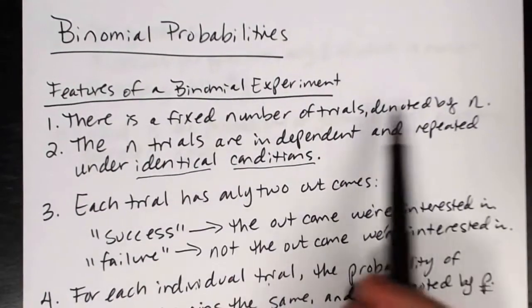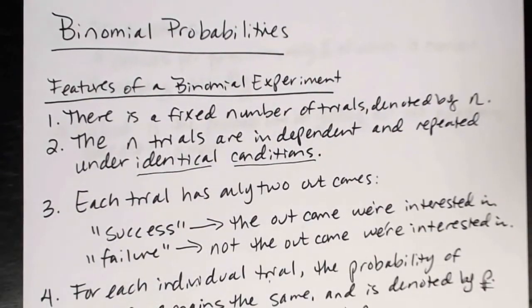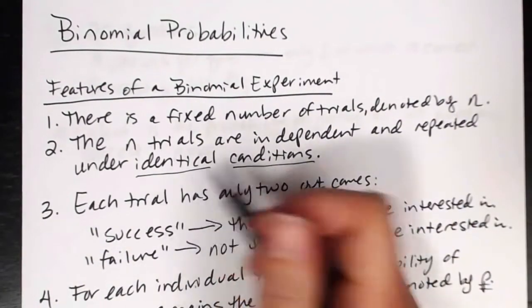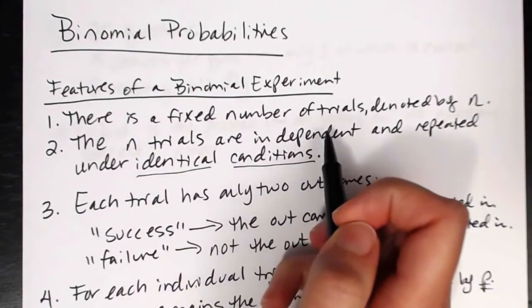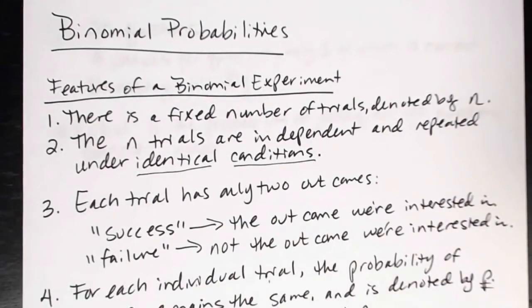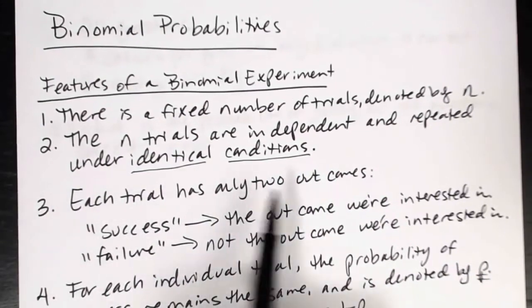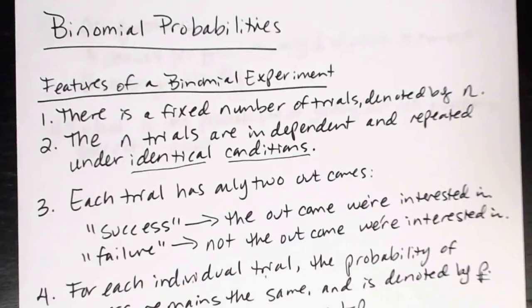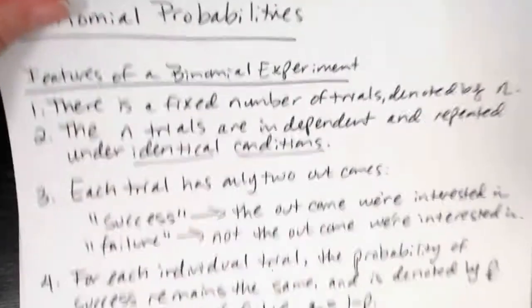Are the results of the trials independent and repeated under identical conditions? Presumably so. Identical conditions, it's going to be the same day, the same testing situation. Are they independent? Chances are your guesses on previous questions are not going to affect your guesses on subsequent questions, so we can assume that those are independent. Does each trial have only 2 outcomes, success and failure? Sure. You either get the question right, or you get it wrong. If you get it right, that's a success, the thing we're interested in. If we get it wrong, it's a failure.